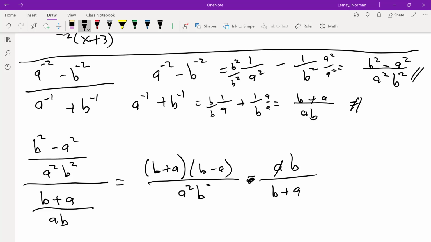So notice that this a will cancel with that squared, and this b will cancel with that squared, and this b plus a cancels with that. So notice we're left with b minus a over ab. All right. Whew. Yeah, they can be quite a doozy, I agree.